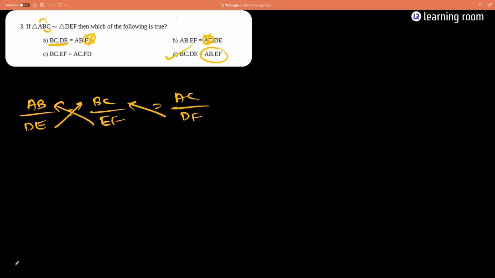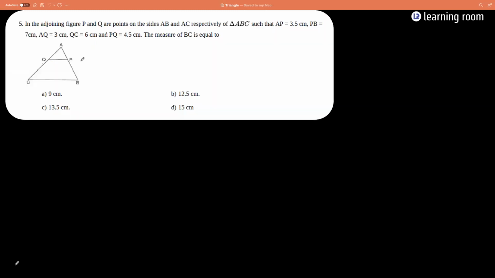AC is a mistake. What about C? EF should be. This itself is wrong, because it is BC divided by EF, not BC into EF. So this is wrong. Similarly, it is not AC into FD, it is AC by FD. So these are all the mistakes that they have done. Next. So third, fourth is missing. Okay, we'll do this.